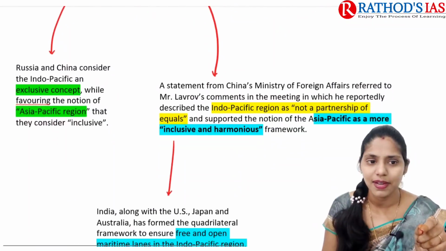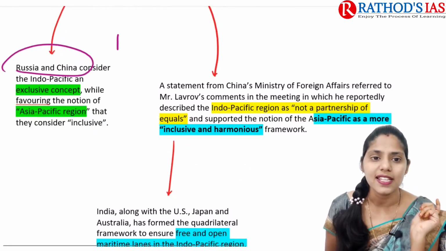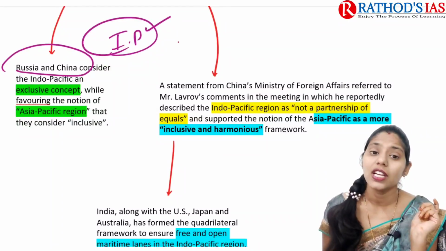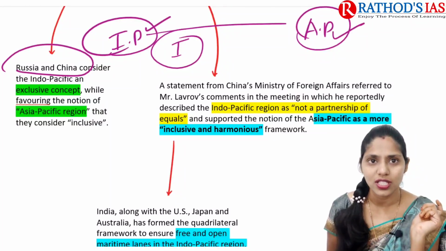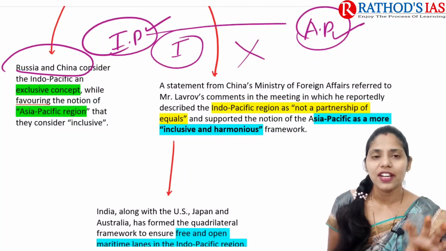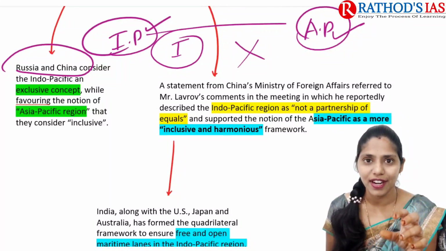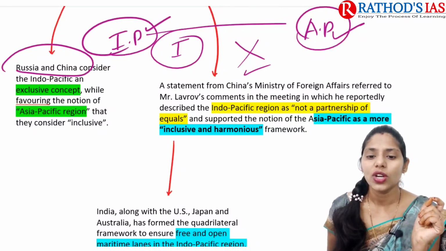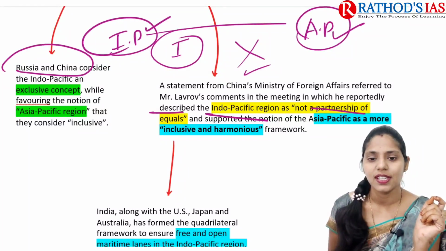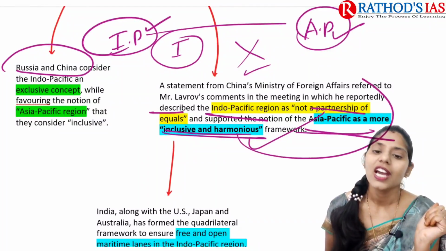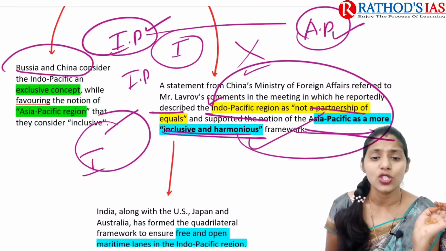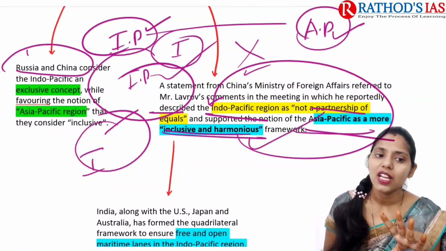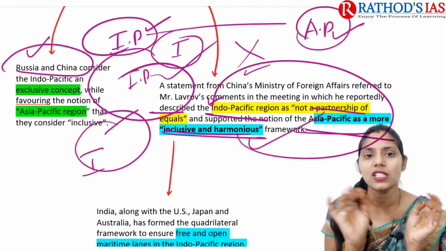If you see some details, it says that Russia and China consider the Indo-Pacific region an exclusive concept. It is not an inclusive concept. According to Russia and China, the Asia-Pacific region is an inclusive concept but not the Indo-Pacific region. Recently the Chinese Foreign Affairs Minister gave a statement that the Indo-Pacific region is not a partnership of equals, and he supported the Asia-Pacific region as a more inclusive and harmonious framework than the Indo-Pacific region. But what does India say? India says that the Indo-Pacific should be an inclusive region. So between Russia, China and India, there are some differences regarding this Indo-Pacific region.